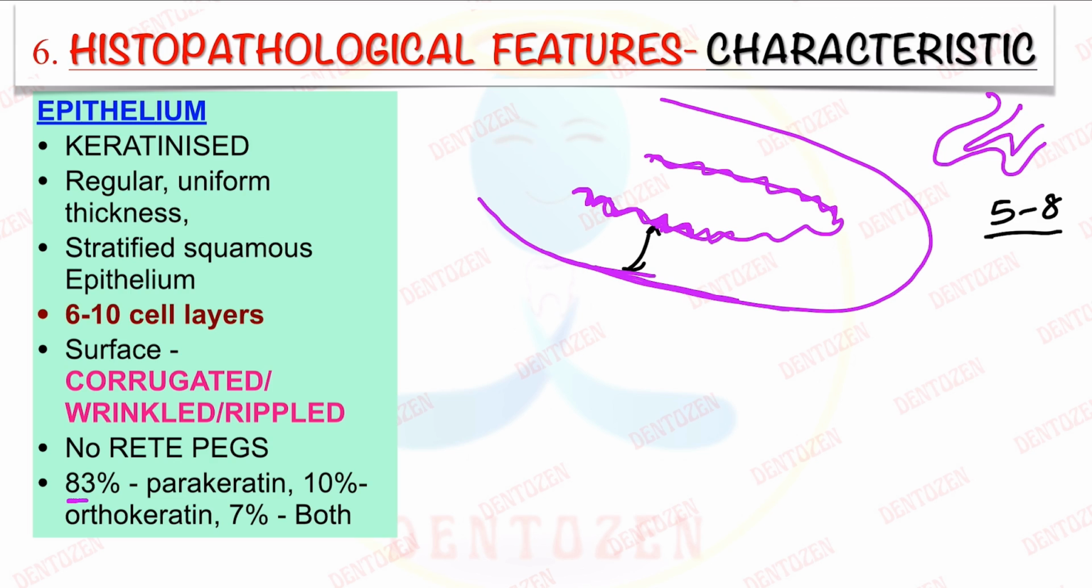In most of the cases, 83% show parakeratin on the surface. That means you can see pyknotic nuclei on the surface. But 10% may show orthokeratin and 7% can show both. Now it is said that the orthokeratinized one is totally different in its behavior. So it is now considered as orthokeratinized odontogenic cyst. Totally a different entity that we'll discuss later.